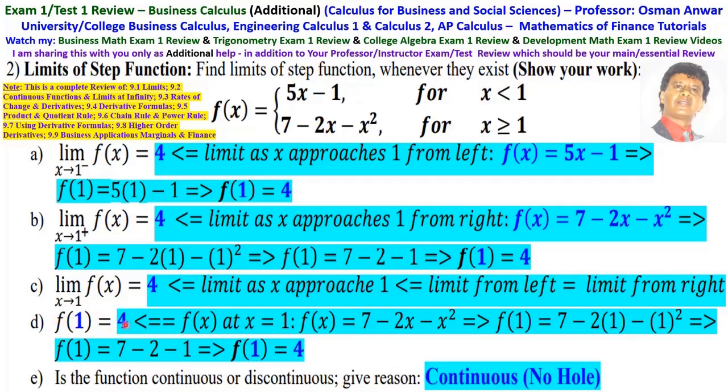Then f of 1 is when x is equal to 1, which is this function f of x equals 7 minus 2x minus x squared. Then f of 1 is 7 minus 2 times 1 minus 1 squared, which is 4. So this is the limit from the left equals the limit from the right, which makes the limit exist, it is 4. And the f of 1 is 4. That means this function is continuous.